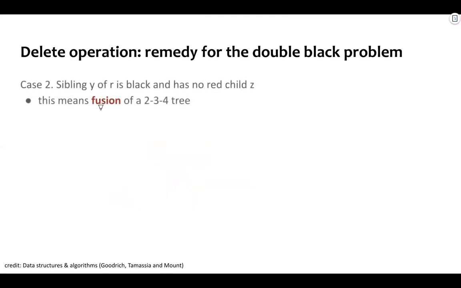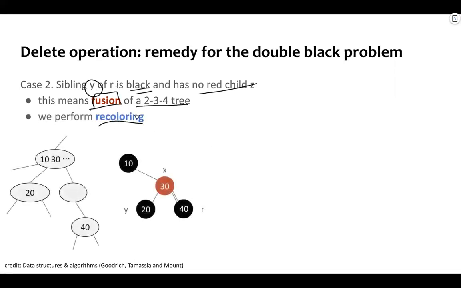And the second case is when sibling Y is black and has no red child. And this corresponds to fusion in a 2, 3, 4 tree. We just need to perform recoloring. That's all we need to do. So this is the case. In this case, we are going to perform fusion, and this 40 is double black.